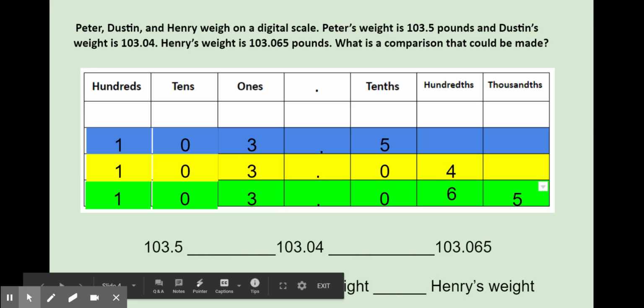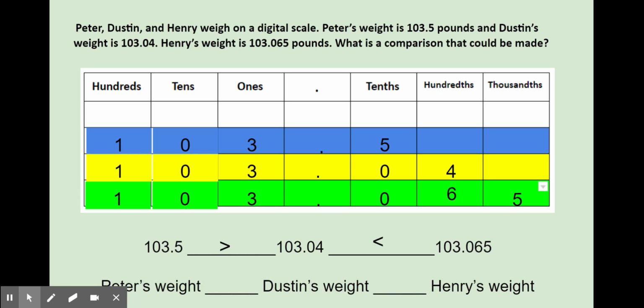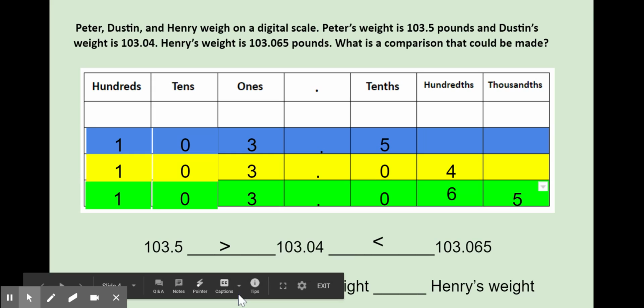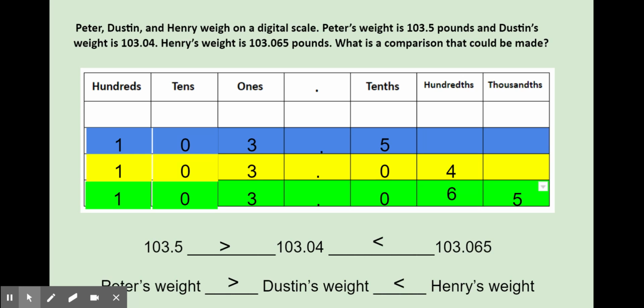So what comparison can we make? Well, we could say 103 and 5/10 is greater than 103 and 4/100ths, but 103 and 4/100ths is less than 103 and 65 thousandths. Or we could say Peter's weight is greater than Dustin's weight, but Dustin's weight is less than Henry's weight.